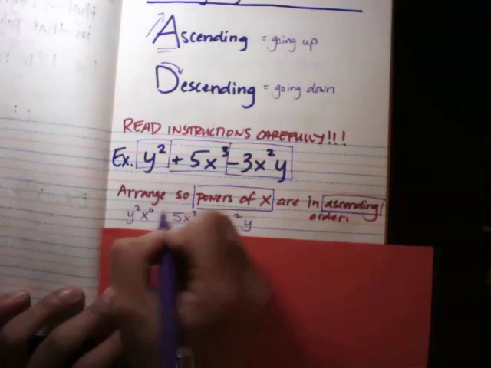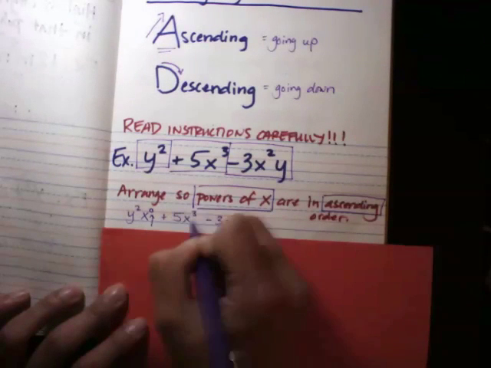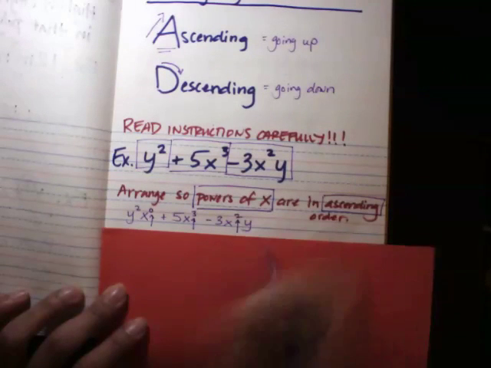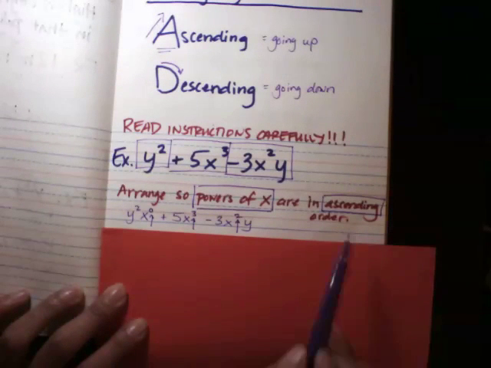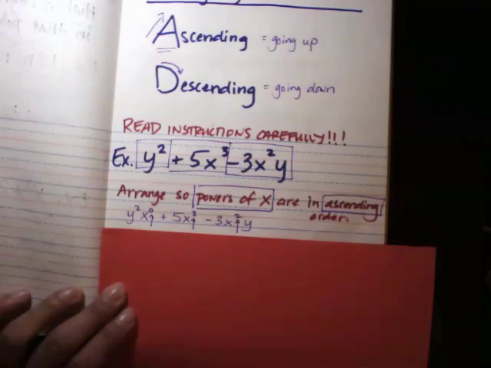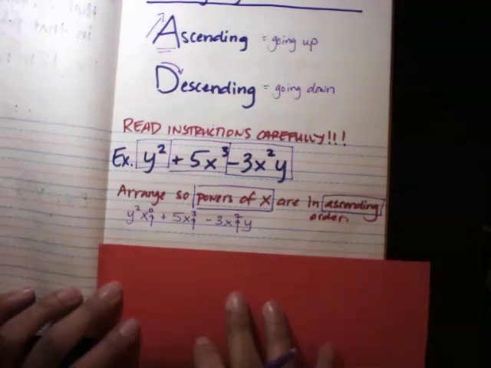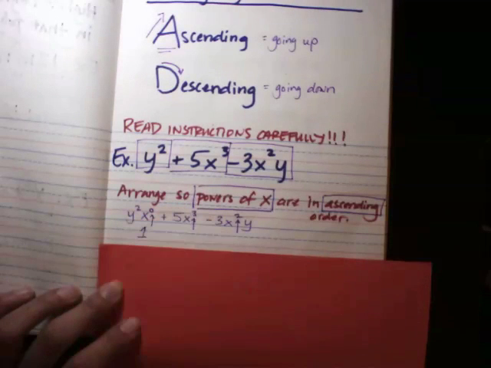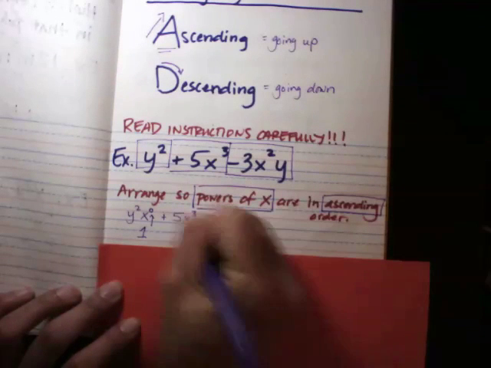Now, you're focusing in on the powers of x. Take a look at the powers of x. We want to put these in ascending order, which means they're going to go up. They're going to start at a very low number, and they're going to go up. So the order that you should have, this one's going to go first. This one's going to go second, and this one's going to go third.